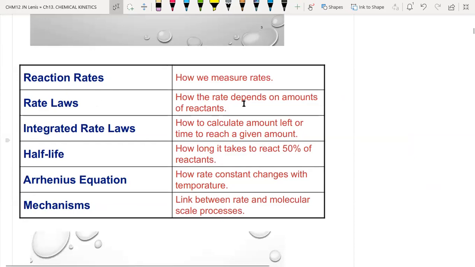So the rate law depends on the concentration of reactants. Also, we are going to study integrated rate laws, and I'll show you how to calculate that over time. The first one will help us to write reaction mechanisms. Integrated rate laws will help us to make predictions.